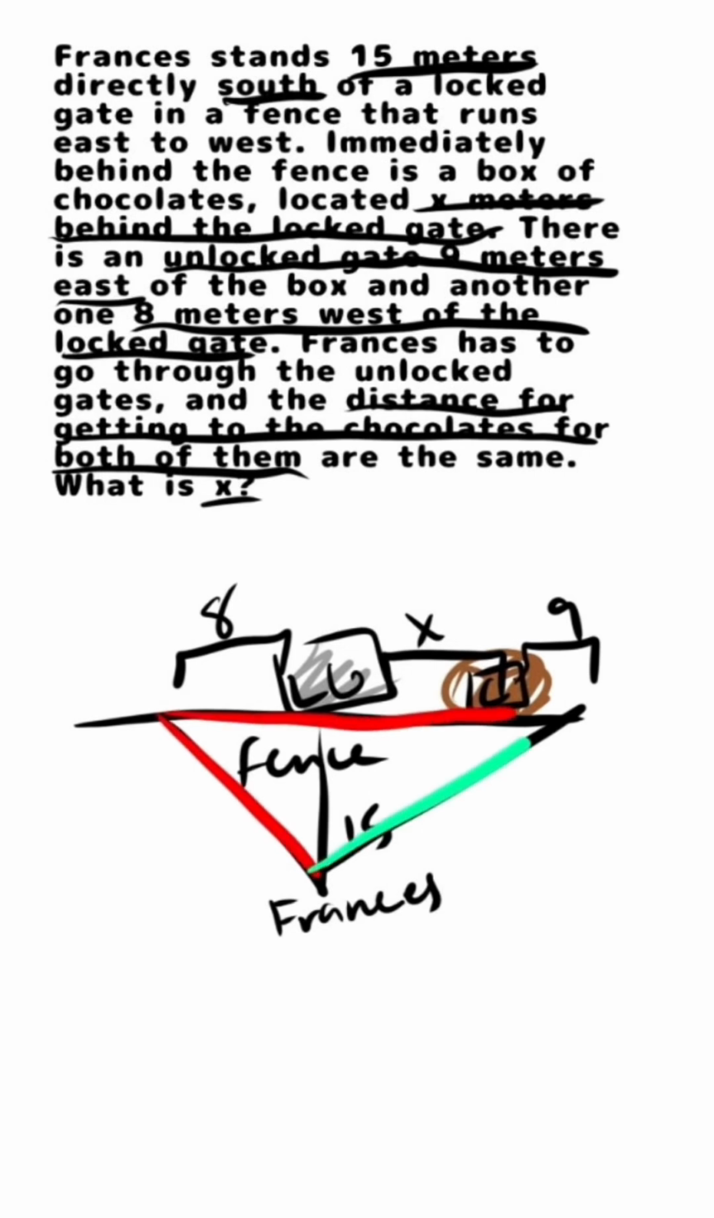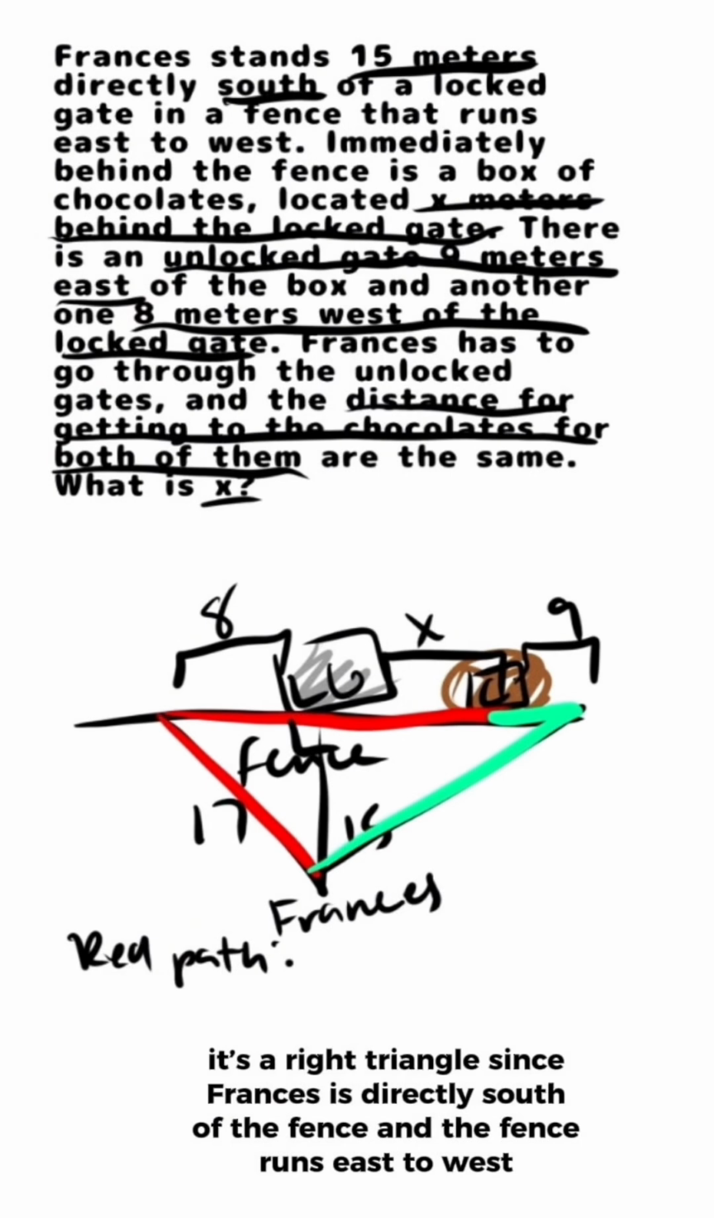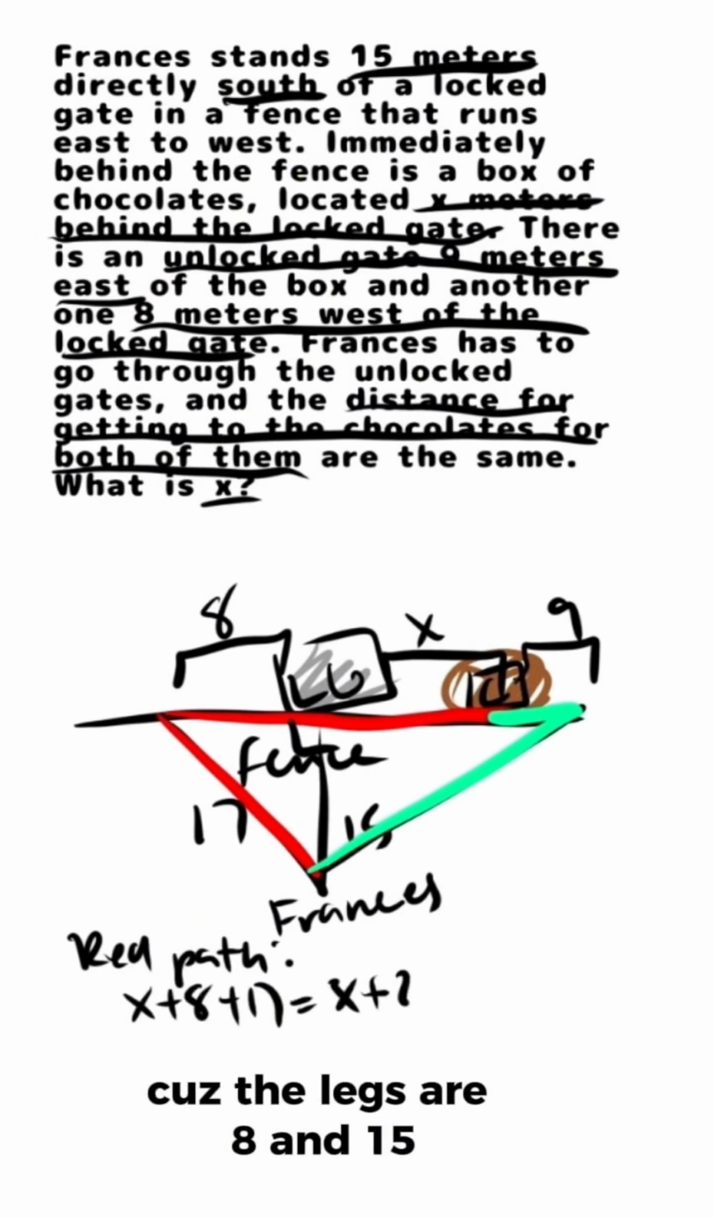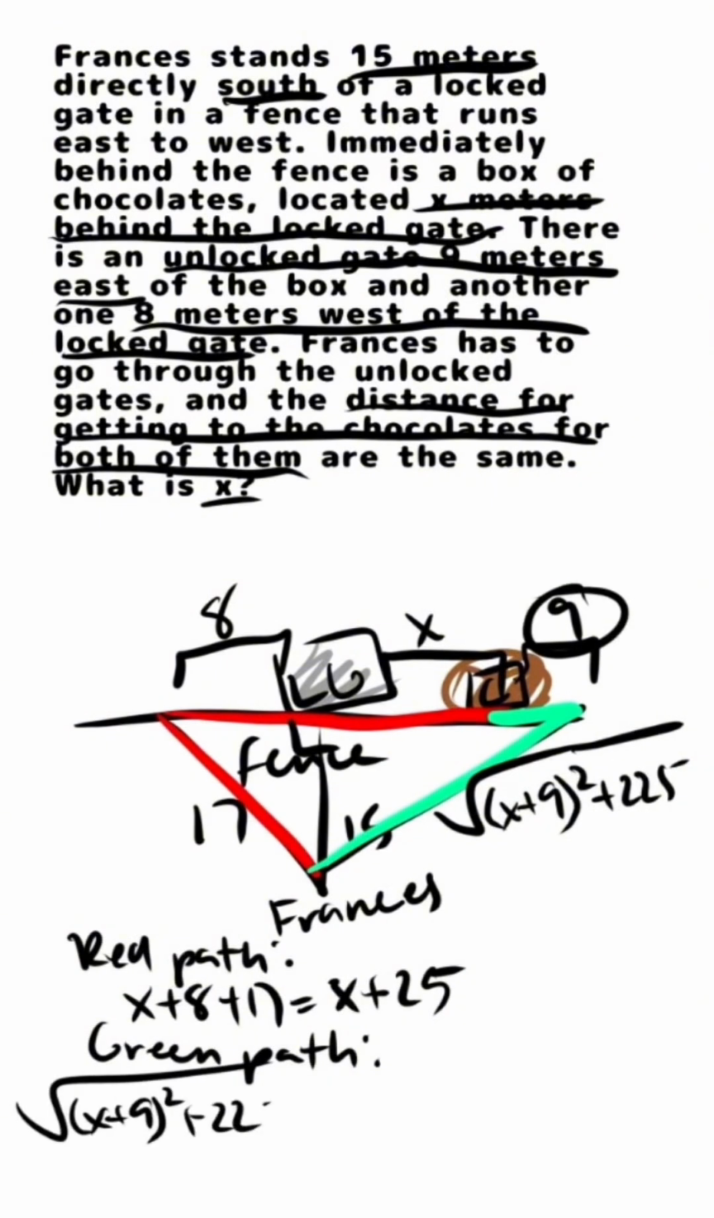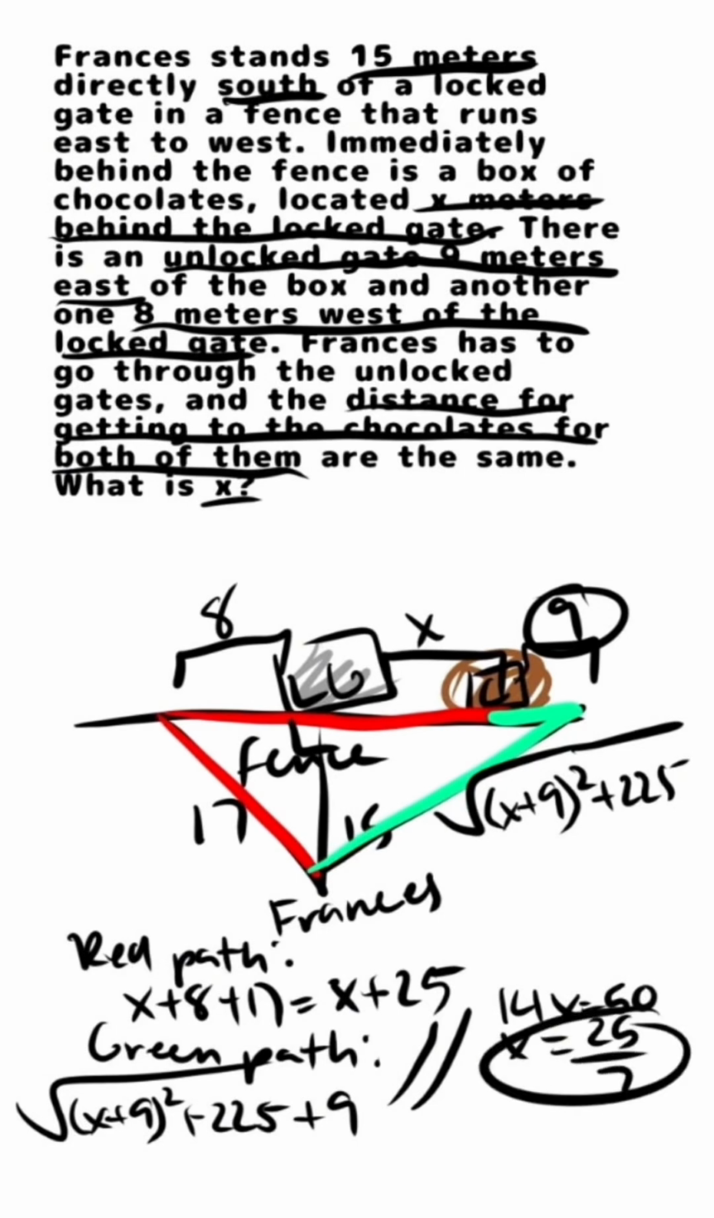Francis can either go through the red or green path, and the length of the red path is the hypotenuse of the right triangle, which has a length of 17 by the Pythagorean theorem, plus 8 plus x, which is x plus 25. Then for the green path, the hypotenuse as shown is square root of (x plus 9) squared plus 225. Then we have to add on 9 to that, and setting these two lengths equal, we get 14x equals 50, or x equals 25 over 7.